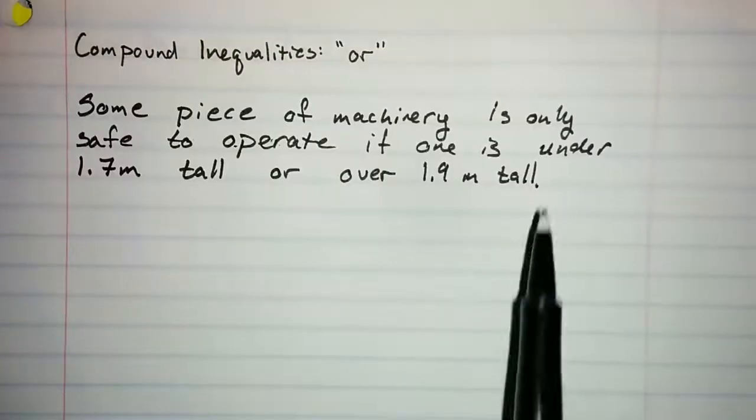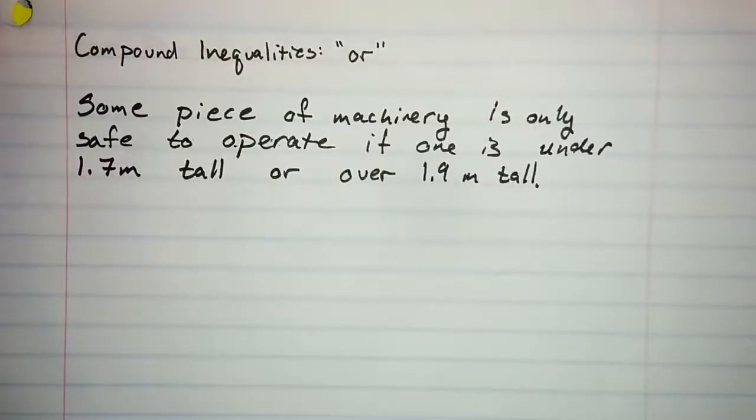Now, sometimes we don't need to meet both of a pair of conditions. Sometimes we only need to meet one of them. Suppose some piece of machinery is only safe to operate if one is under 1.7 meters tall or over 1.9 meters tall. I don't know, it has some sort of spinning blade that's perfectly placed to decapitate someone 1.8 meters tall. How would we describe this rule, though?